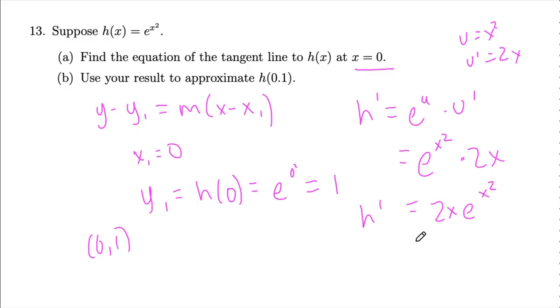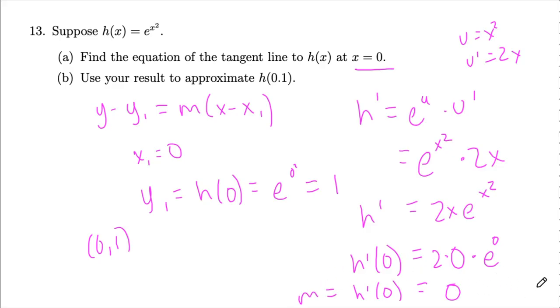And this, remember, is our derivative, which represents the slope. So now we have to get the slope at the specific point x equals 0. If we plug in 0 here, h prime of 0 would equal 2 times 0 times e to the power of 0, which is just 1, but that's irrelevant because 0 times any number is just 0. So our slope, h prime of 0, which is the same as m, is also equal to 0.